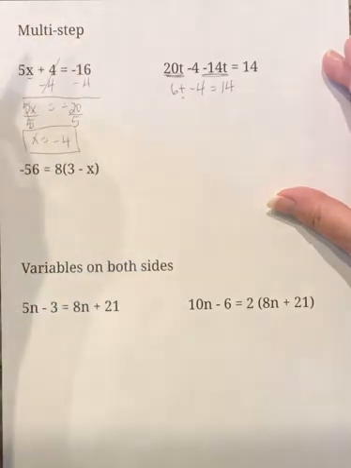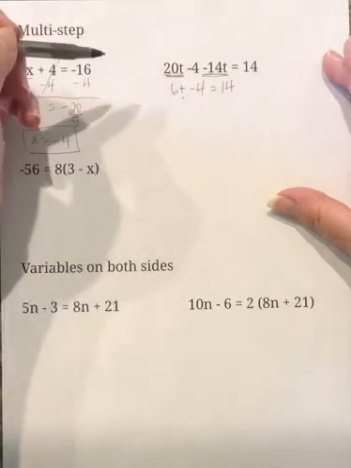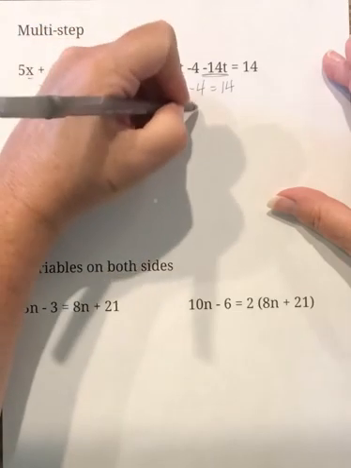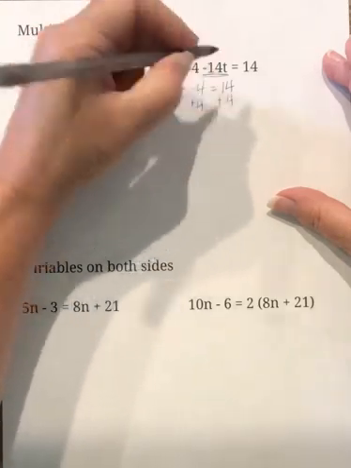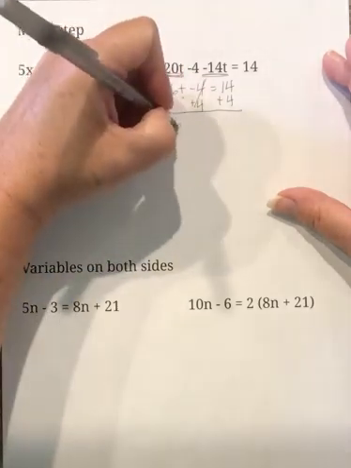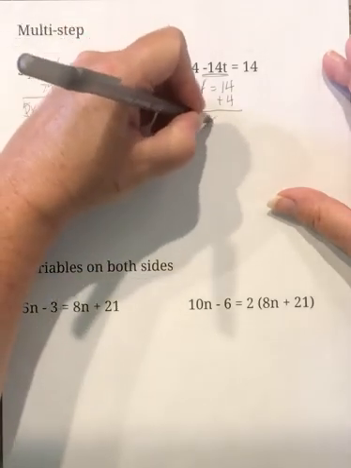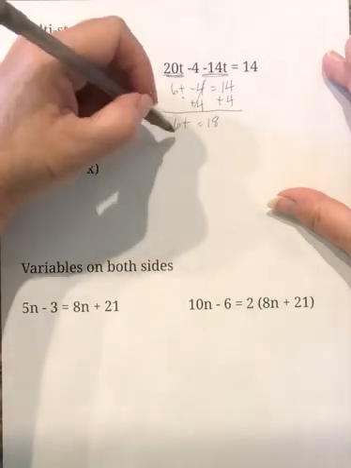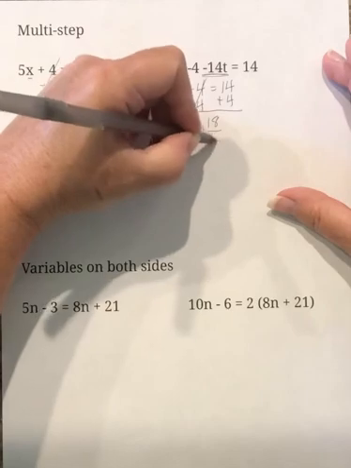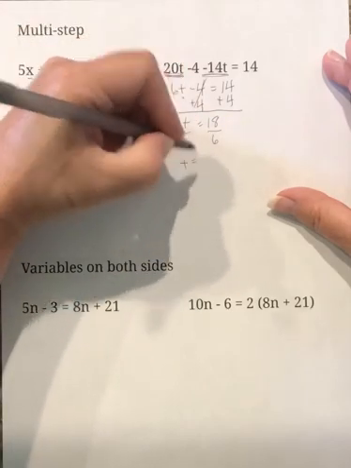Here's my variable. So on the same side of the equal sign with the variable, I have this constant. So to get rid of it, I'm going to combine it with a positive 4. Whatever I do to one side, I do to the other. This is gone. 6t equals 18. Again, this is multiplication, so to clear the coefficient, I use division. And I get t equals 3.